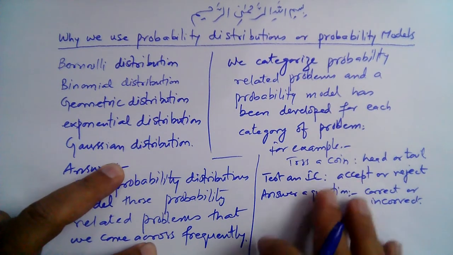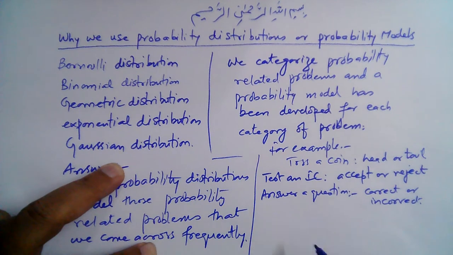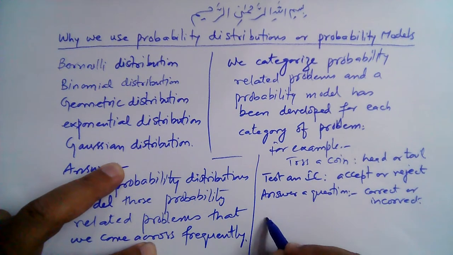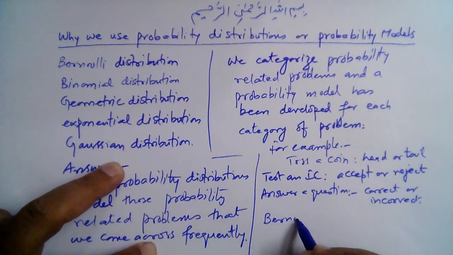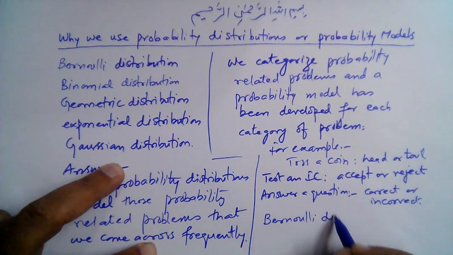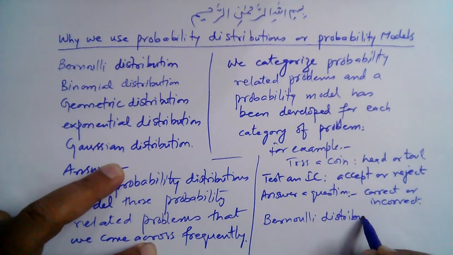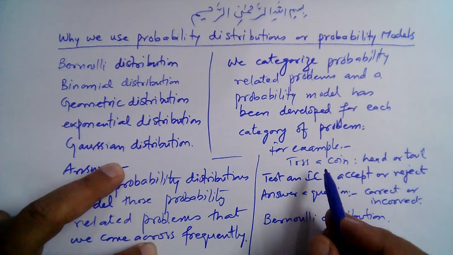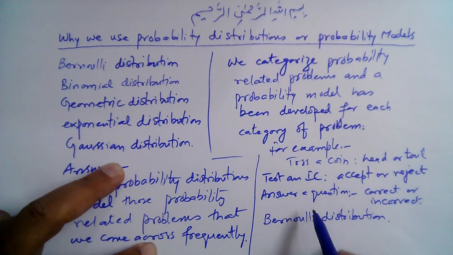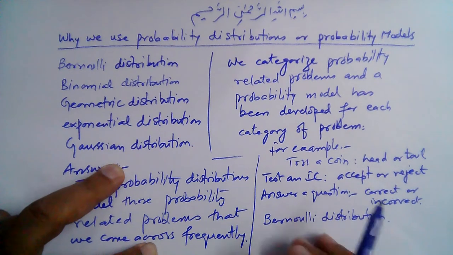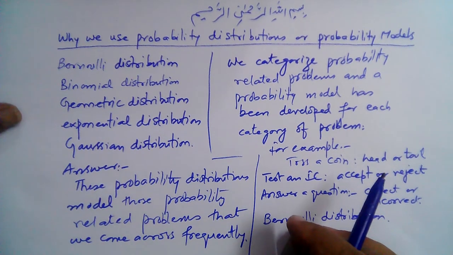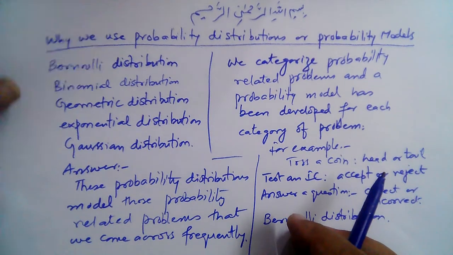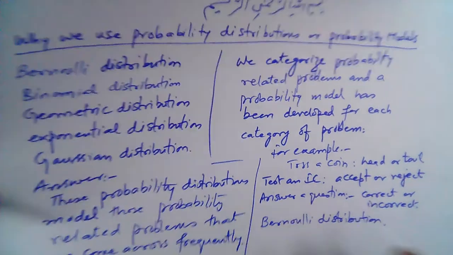So these problems belong to the same category of probability model, and these kinds of problems are modeled by a distribution which is known as Bernoulli distribution. So all these three problems are modeled by a probability distribution which is known as Bernoulli distribution. So to further elaborate, let's consider a more detailed example.